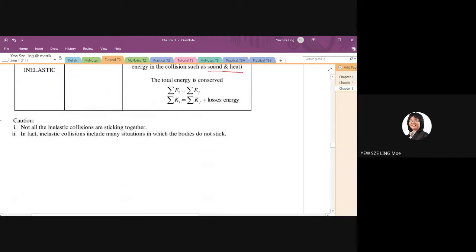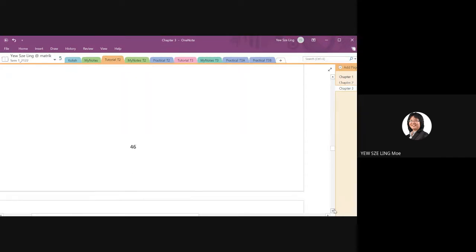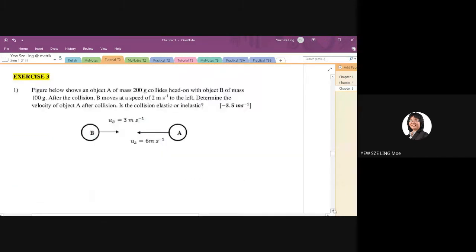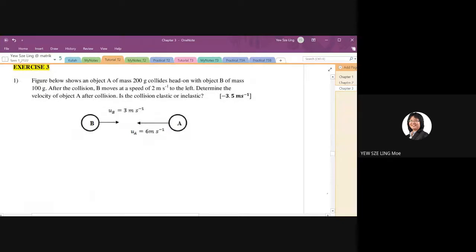So caution, this is what I told you last week in the lecture. Not all inelastic collisions involve sticking together. If they stick together, then we call it a perfectly inelastic collision. But if they do not stick together, then you need to check their kinetic energy. We discussed this already last week and I don't want to waste time, so let's proceed to exercise 3.